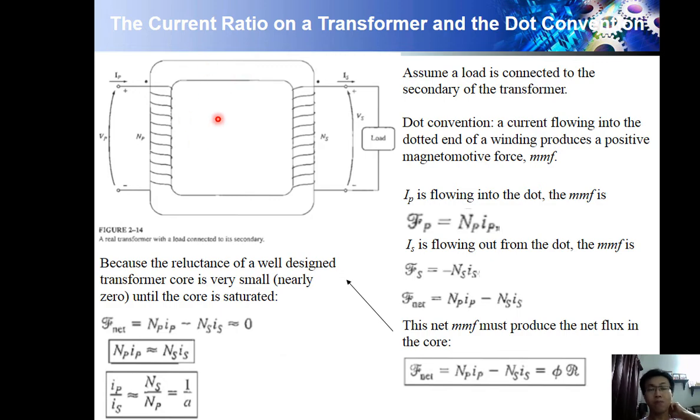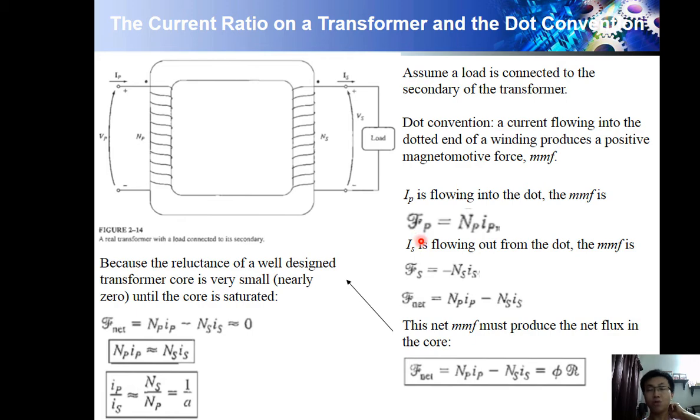Next we'll talk about the current ratio on the transformer and the dot convention. Same, we have a primary winding, we have a secondary winding, dot, dot, Vp, Ip, Vs, Is. Ip will go into the primary winding dot, Is will go out from the secondary winding dot. So we assume a load is connected to the secondary of the transformer. This is the load. Dot convention: a current flowing into the dot end of a winding produces a positive magnetomotive force. Which means the current going inside this one will create a positive MMF. So Ip is flowing into the dot, the MMF is Fp.